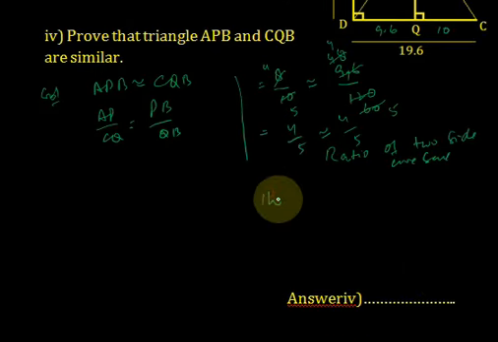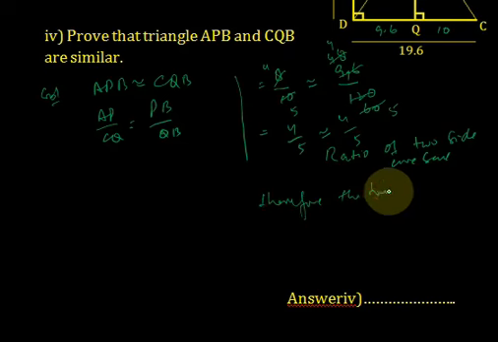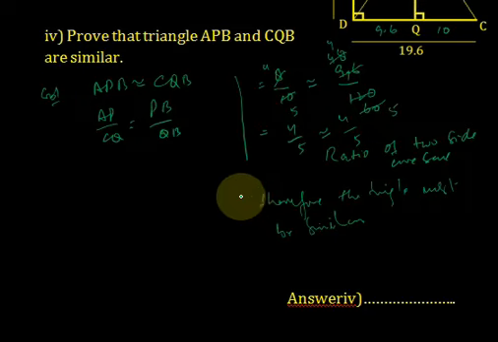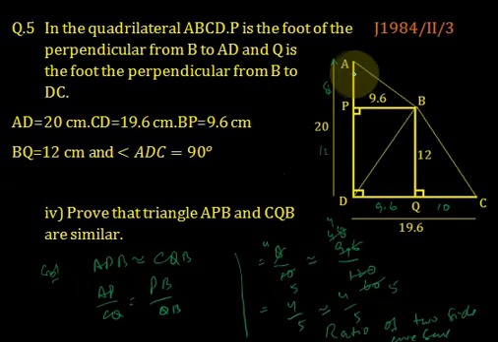Therefore the triangles must be similar. This is one statement, and we can also prove it by finding the three angles. This angle and this angle are both 90 degrees. If we find this angle and this angle, this must be equal to that angle. So if three angles are equal, we can find that the triangles are also similar.